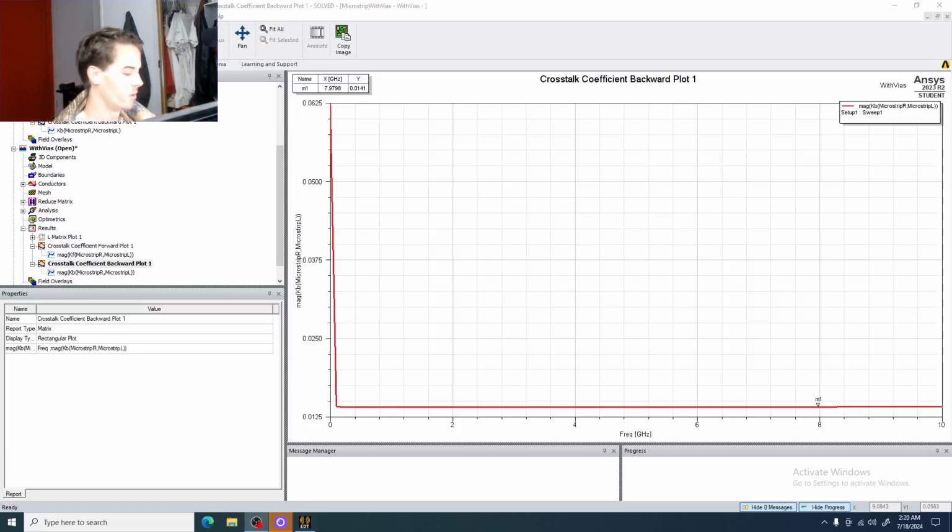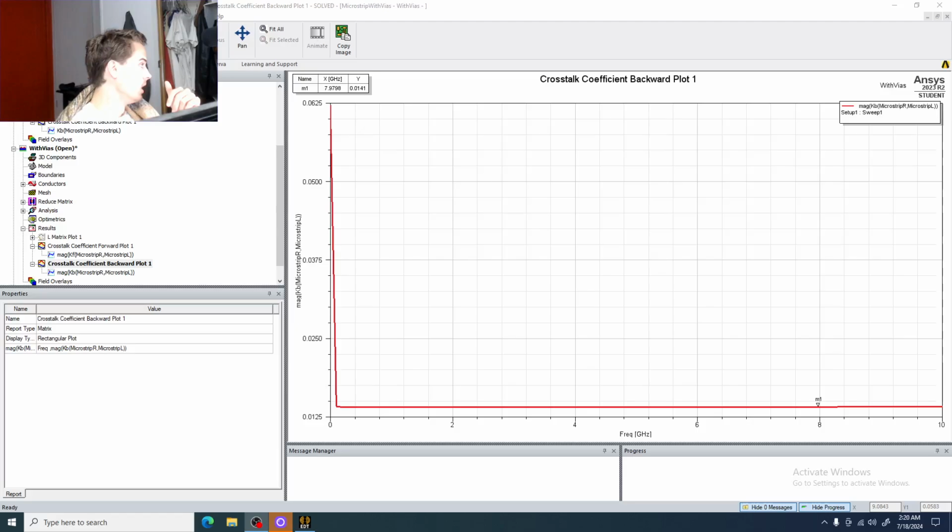Hello, in this video I'm going to be discussing crosstalk and how you can put a via, like a series of vias, to create what appears to be a metal wall in between tracks in order to reduce crosstalk.